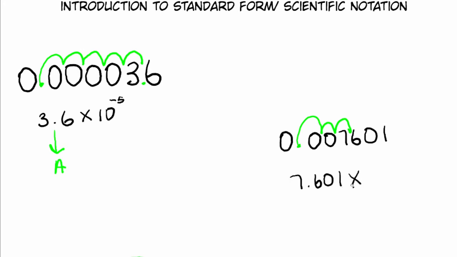We put back the multiplication sign and the 10. Now to find our N value: how many times did we move the decimal point? 1, 2, 3 times. And since our original number is less than 1, it is a negative 3. So 7.601 is our A value and the negative 3 is our N value. So we have learned how to convert to standard form. Let's learn now how to convert from standard form.